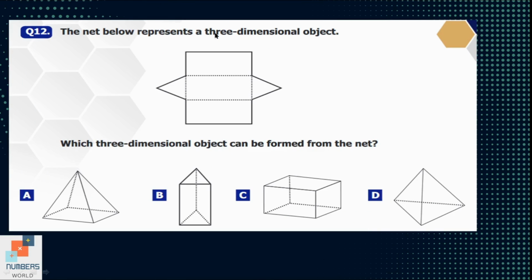Question number 12. The net below represents a three-dimensional object. Which three-dimensional object can be formed from the net? So we can see 2 triangles and 3 rectangles in the net. So it is a net of a triangular prism. So we may clearly see that only option B has 2 triangles at the sides and 3 rectangles in the middle. So option A is basically a square-based pyramid, B is a triangular prism, C is a cuboid, and option D is a triangular pyramid, or in other words, we say it's a tetrahedron. So option B is the correct one.